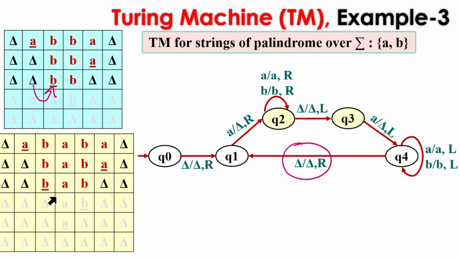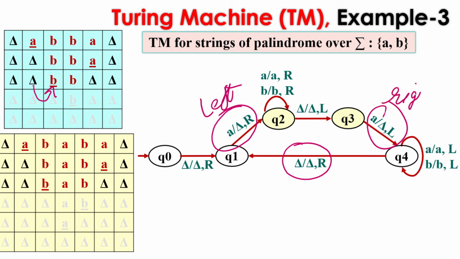Same way, if the next symbol is B, we need to define another path for B. So this path is defining, as we are equating A with A here, the leftmost A with the rightmost A. This path is clearly indicating that we have replaced a leftmost A with a blank and also a rightmost A with a blank.